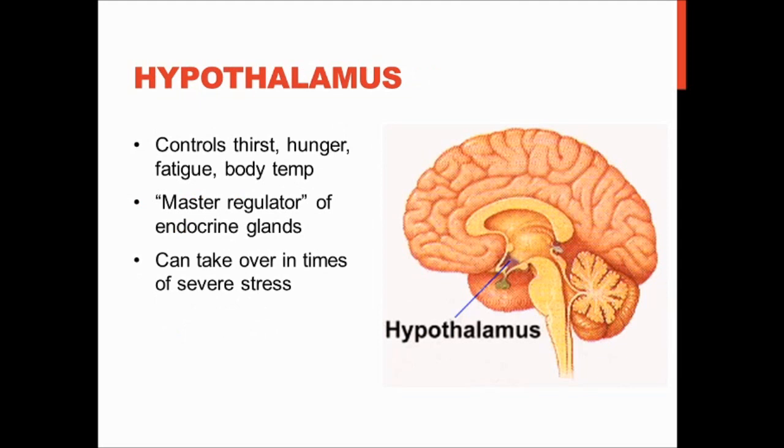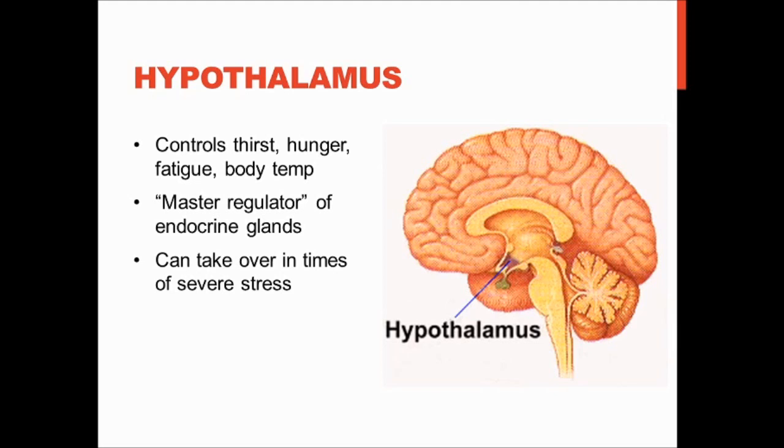So the hypothalamus is part of your brain. As you can see here, it's pointing to that part of your brain, kind of anterior and medial. It's going to be the controller of a lot of things in your body, a lot of processes. It controls your thirst, your hunger, how fatigued you feel, and also your body temperature. It's also the master regulator of all of your endocrine glands, specifically the ones that are run by the anterior pituitary, which we'll talk about in just a minute.